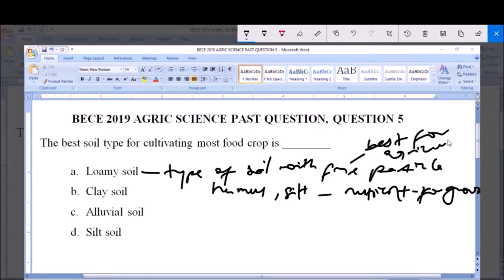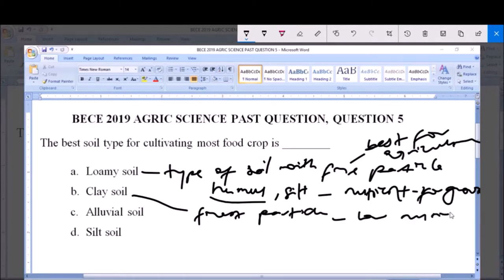Loamy soil is the best soil for agriculture because of the great percentage of humus which it contains, and this humus provides nutrients for plants. Now B here says clay soil. Clay soil is a soil with the finest particles, and it has a large water retention capacity, that is, it has the ability to retain water. And this soil has low nutrients, and so it is not the best soil for cultivating most food crops.